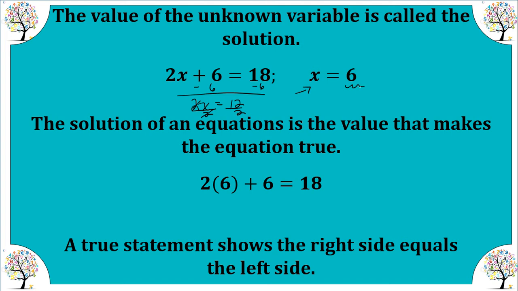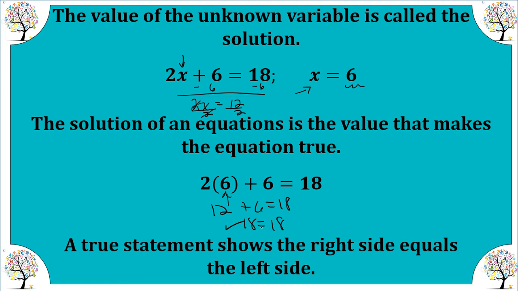Now, to check our work to see if this value of 6 is the solution, we plug it in for x. Here we have plugged in the value of 6, and now we use the order of operations. We multiply, and then we add 6. So 2 times 6 is 12. 12 plus 6 is 18. And we get a true statement: 18 equals 18. So our solution was correct.